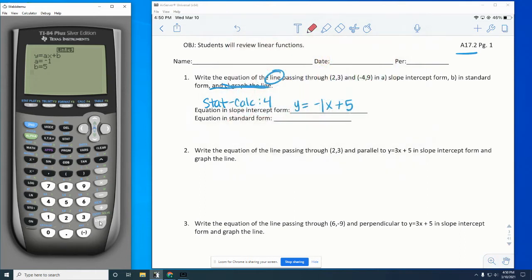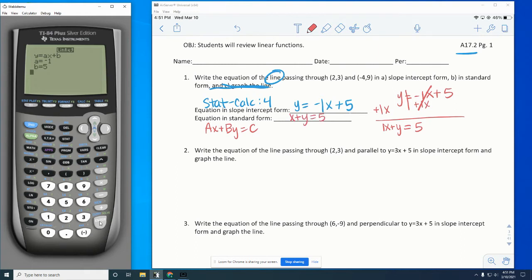And then in order to put it in standard form, remember standard form is the ax plus by equals c form. Right now I have x's and y's on opposite sides. So I'm going to move x. Every time we change sides, we change signs. So if it's negative on the right side, it will be positive on the left. And for this problem, that's really all we have to do.